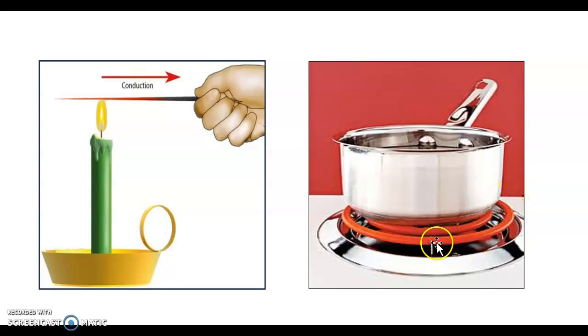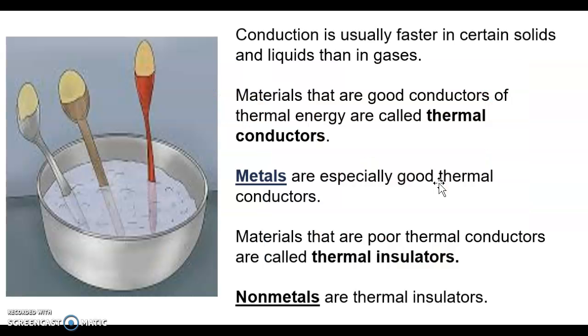So where is that heat coming from? From this area with the higher temperature, and it moves towards the area of lower temperature. Conduction is usually faster in certain solids and liquids than in gases. There are materials that are good conductors of thermal energy, and we call them thermal conductors, and they are usually metals. Materials that are poor thermal conductors, we call them thermal insulators, and those are non-metals.